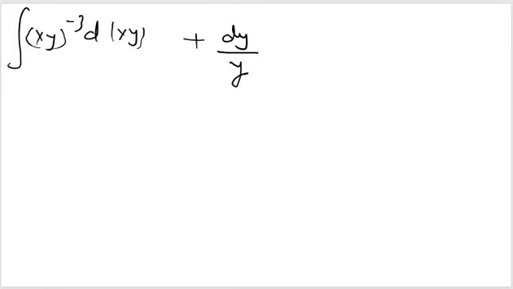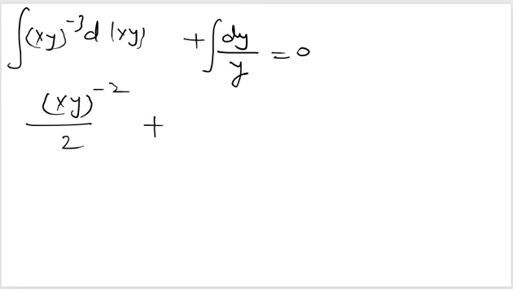Now it is integrable. So integrate both sides. When you integrate, xy to the power minus 3 gives minus 2 by 2, plus dy by y is log of y, and a constant of integration. So that comes the solution.